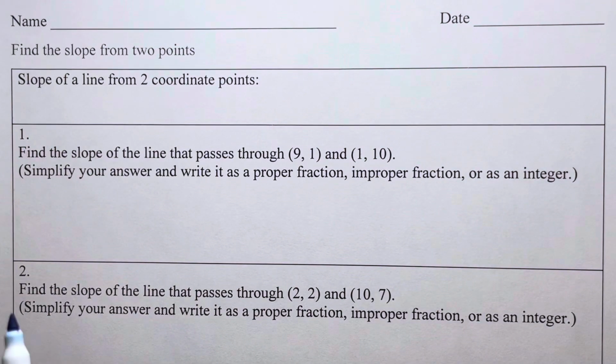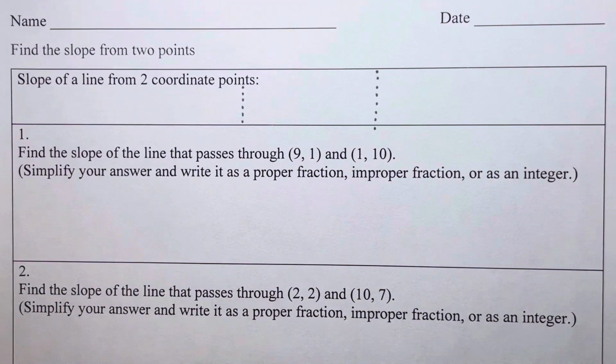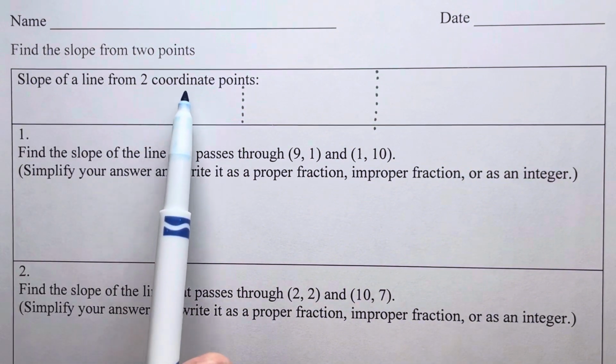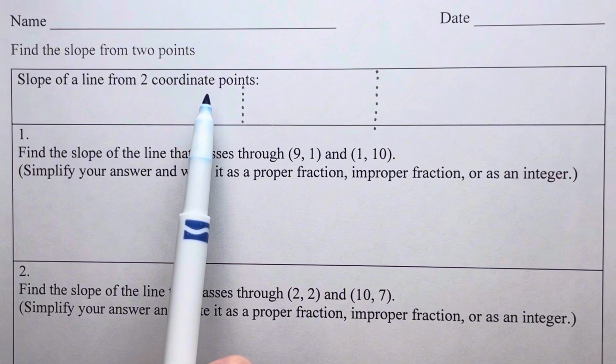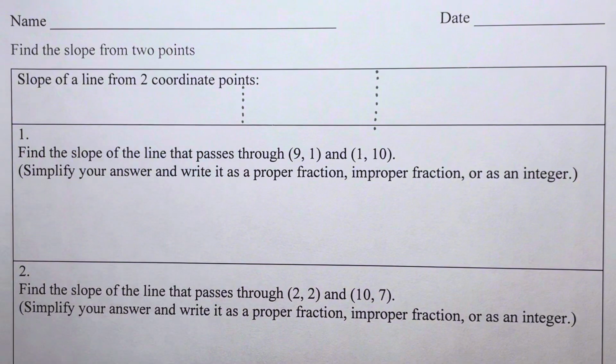In today's math lesson, we're going to find the slope from 2 points. So what's happening in this lesson is that we are given 2 coordinate points. There's no graph here, and we have to walk through the use of these 2 coordinate points very carefully.